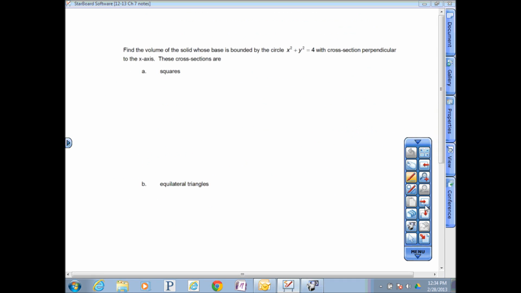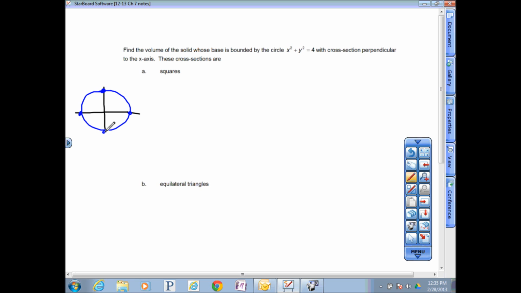So I've got really one problem here, and we're going to do it with 2 different shapes. So find the volume of a solid whose base is bounded by the circle x squared plus y squared equals 4. That is a circle that has a radius of 2. So my radius of 2 is I'm looking at this thing. Here's my figure. x squared plus y squared equals 4.